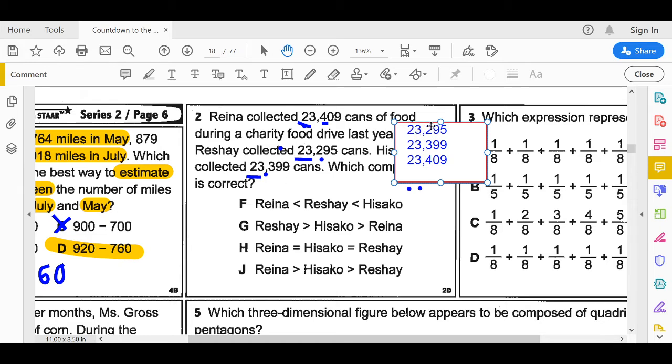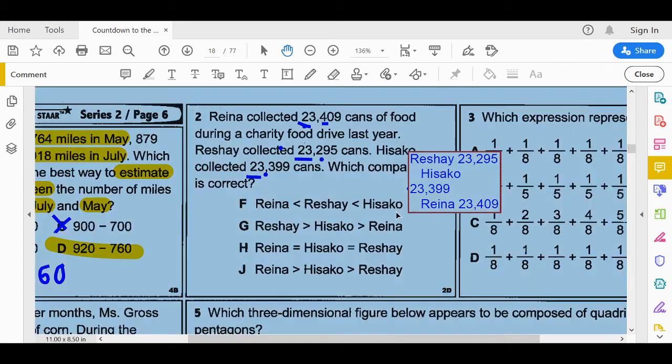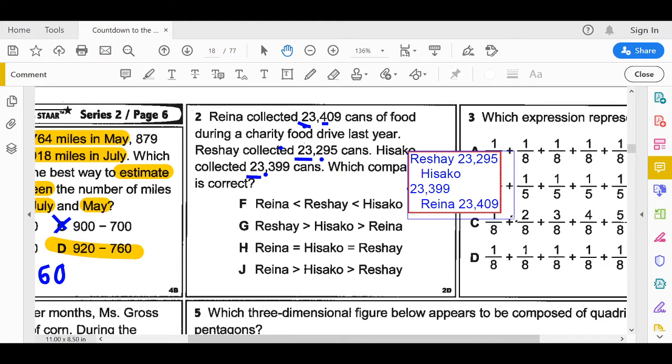Let me just put the name of the person here. That's a good strategy, amigos. So the first number here is for Riche. And then the next number is going to be for Hisako. And then the last number is going to be for Reina. Okay, so now that I have the name and the numbers, I'm ready to move on.